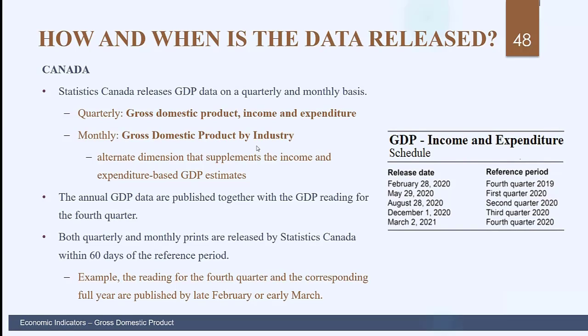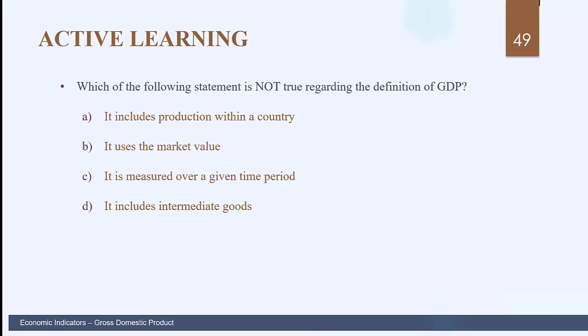Here is an example of the recent schedule. The release dates for GDP, the headline income and expenditure figure, are listed here. So on February 28th, 2020, the fourth quarter 2019 estimate was released. And then on May 29th, 2020, the first quarter GDP for 2020 was released. Moving forward, on December 1st, 2020, the third quarter GDP for 2020 will be released, and so on. Similar to the US, previously released GDP estimates are revised to reflect newly available information. That concludes the material we will cover in this lecture.